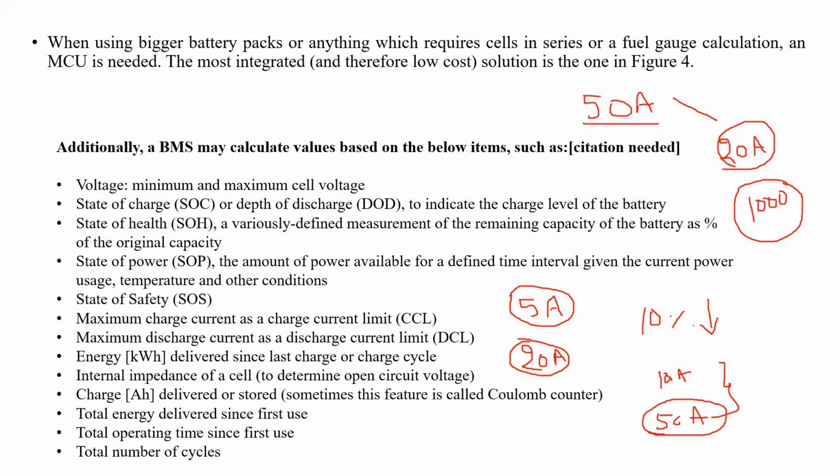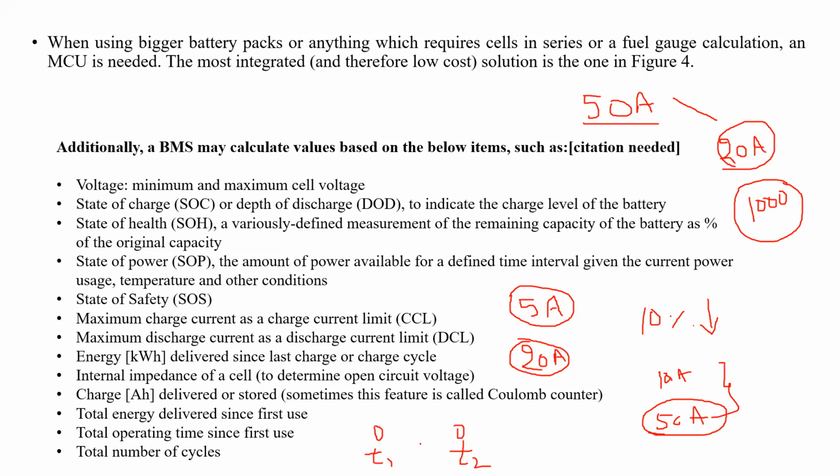Okay, total energy delivered since first use. So, for example, we are using the battery from this date to this date, from this time to, for example, this is time one, this is time two. Say we have been using the battery for the last 10 days. So in the last 10 days, how much energy has been delivered by the battery? That is also a most important point. Clear?